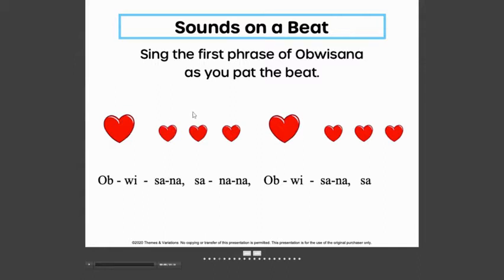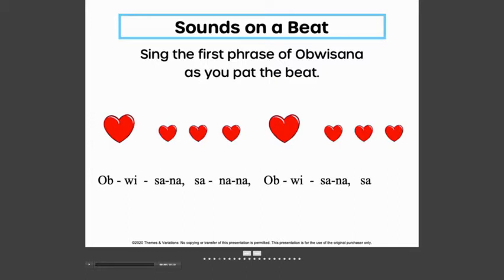Now we're going to listen to the third beat and we're going to stop there. Let's see how many sounds are in the third box. Obwisana, sa, sa. How many sounds is that? 1 sound. Very good. In box number 3, please draw a single line for sa.